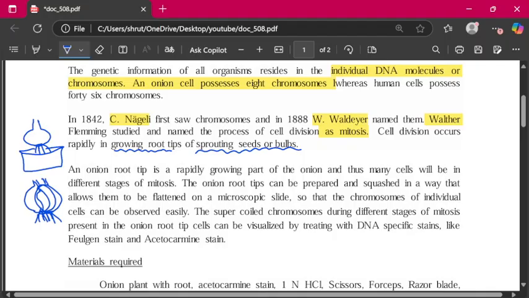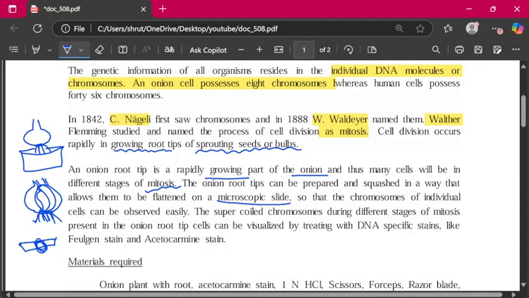When you cut these root tips and watch them under the microscope, then you can visualize the process of mitosis, or the process of cell division. An onion root tip is a rapidly growing part of the onion, and thus many cells will be in different stages of mitosis. Okay, and the onion root tips can be prepared and squashed in a way that allows them to be flattened on a microscopic slide, so that the chromosomes of the individual cells can be observed easily.